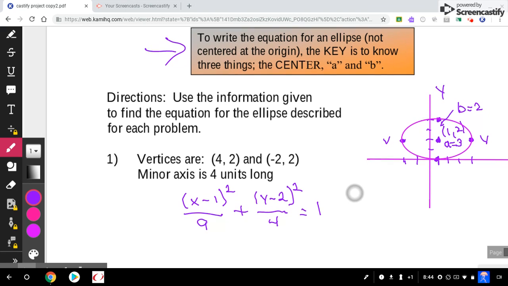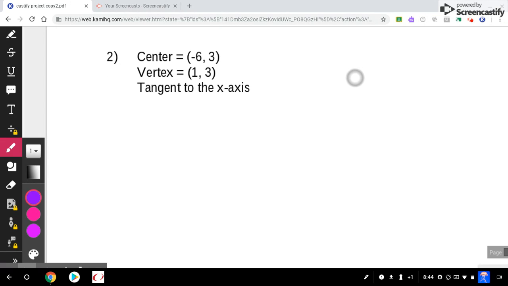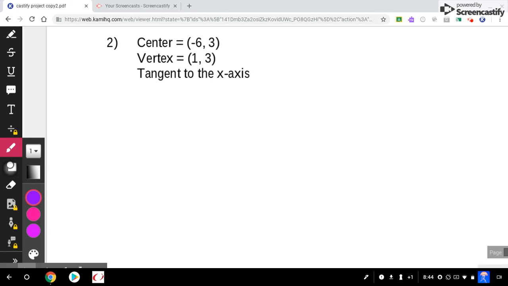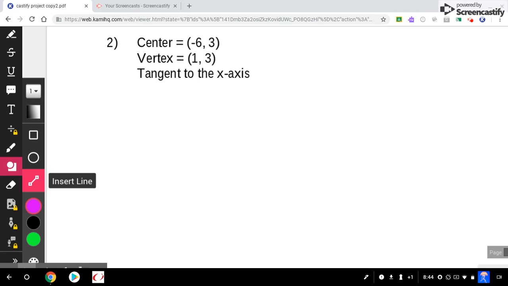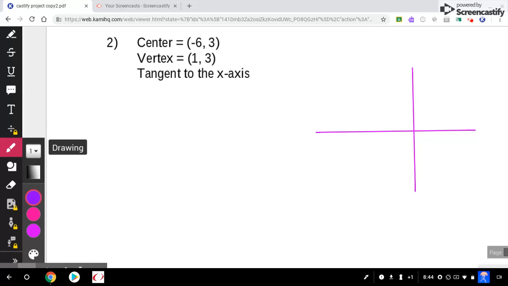So let's get another little example down here. Let's take a look at the second one. Again, you're crazy if you don't take the time to draw it. So let's get a little x-axis going here, and a little y-axis. Give myself a little extra room there on the left. And let's get some points on here. So negative 6 comma 3, right about there. Okay, and that's my center. I'm going to put a C for center. 1 comma 3, that's a vertex. So I'm going to put a V right here.